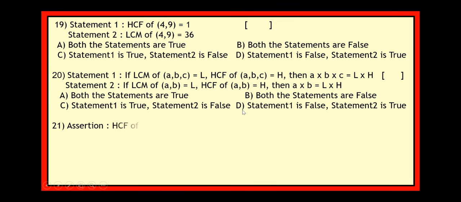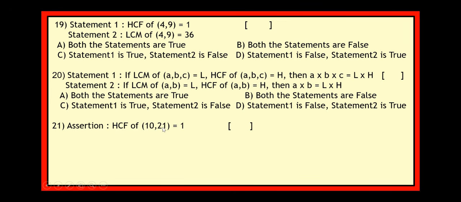Now look at question number 21. Assertion reason questions. Assertion: HCF of 10 and 21 is equal to 1. Here observe 10 and 21. What are the factors of 10? 1, 2, 5 and 10. And what are the factors of 21? 1, 3, 7 and 21.